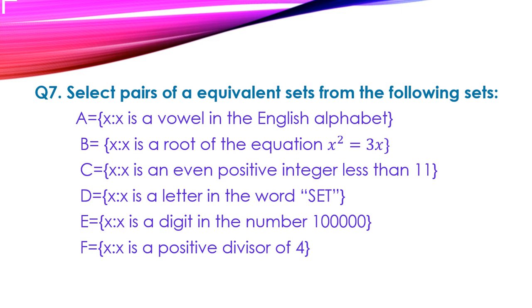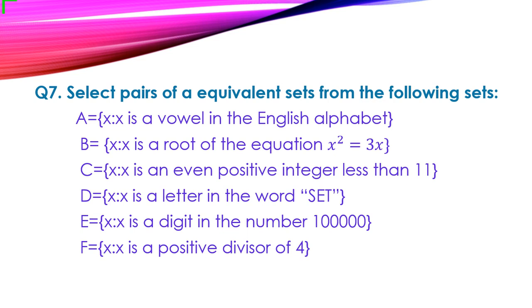So first one, A is equal to {x such that x is a vowel in the English alphabet}. Now come on, first tell me how many vowels are there in the English alphabet. KG students can answer this one. It's 5, right? So the number of elements in the set A will be 5.